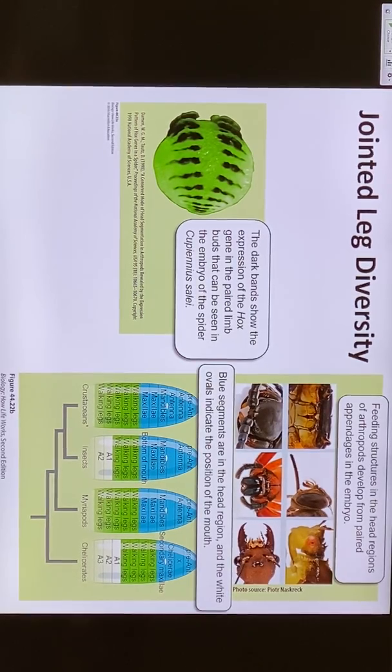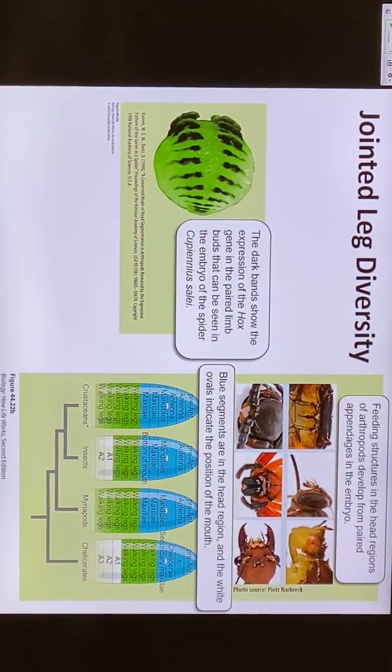So the head region of some arthropods may just consist of some kind of mandibles, some kind of jaw-like structure, and some antennae. And then some of the arthropods have multiple jointed things that have been modified into really complicated mouth parts. And then the next region may have a few pairs of legs, or it could have dozens of pairs of legs that have been modified for different things. So that's what we're seeing here.